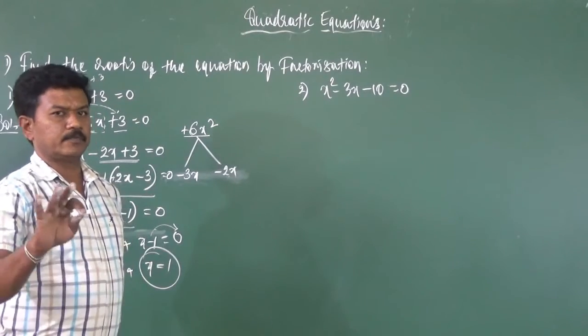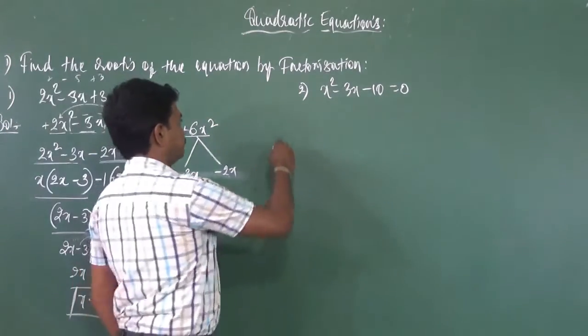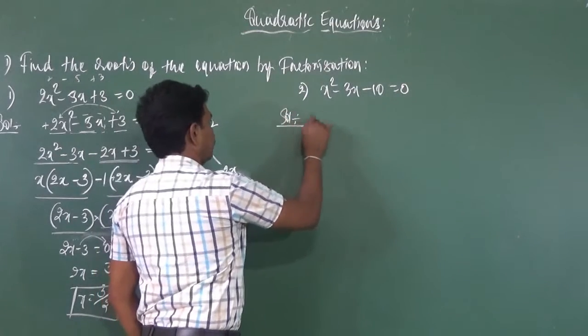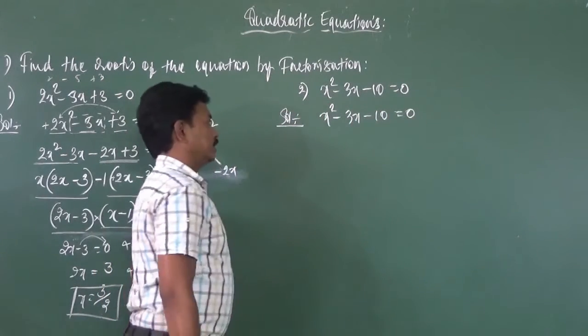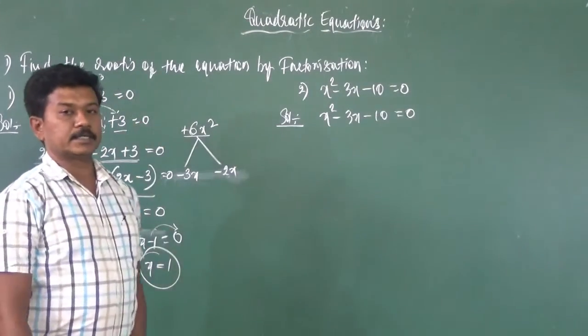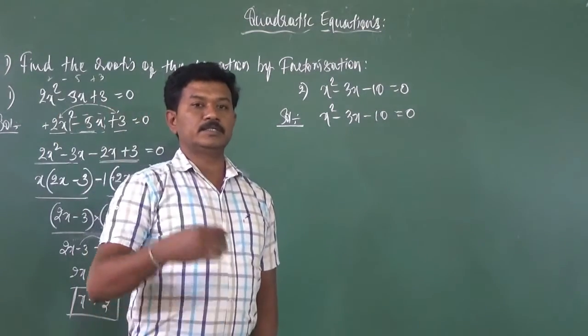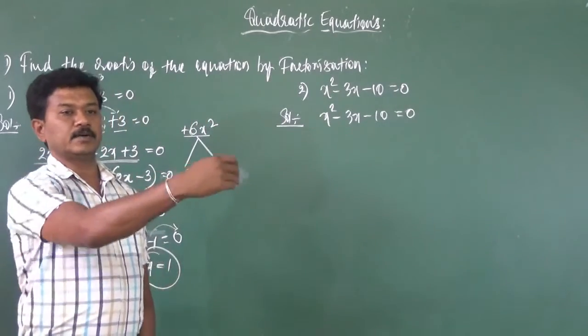So therefore they are called the roots of the equation. Right. So we'll get to the second one. So x square minus 3x minus 10 is equal to 0. Right. So first we have to check whether the given equation is in the standard form or not, that is, the terms are in decreasing order of the variable powers, right?